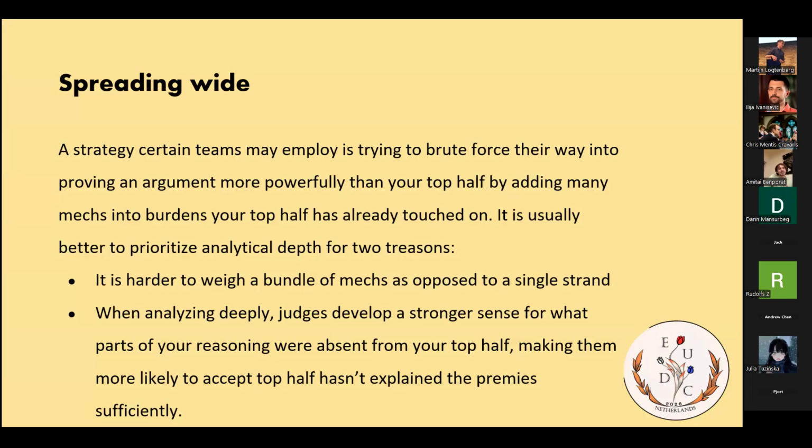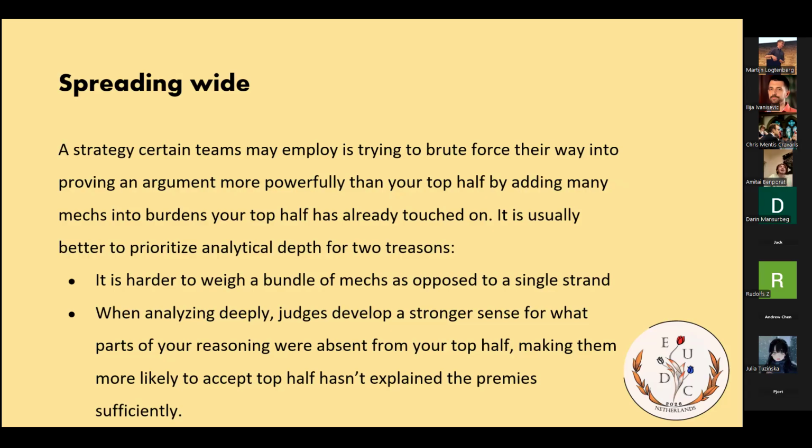I think the first important mention is that a lot of the strategies we've outlined and types of extensions that you can deliver are extremely supported by going deep rather than going wide. This is often counterintuitive to some teams that are executing verticals, where they might try to brute force their way into proving an argument more strongly than their opening by adding many mechs into different burdens. It is very possible that you would be able to add more extent technically to those burdens. The problem with this, though, is that judges many times look for a reason why top half is insufficient and not just for who determines a burden more strongly.